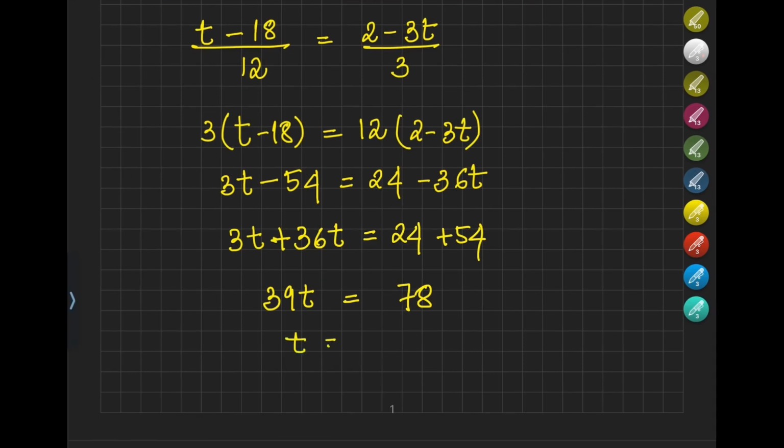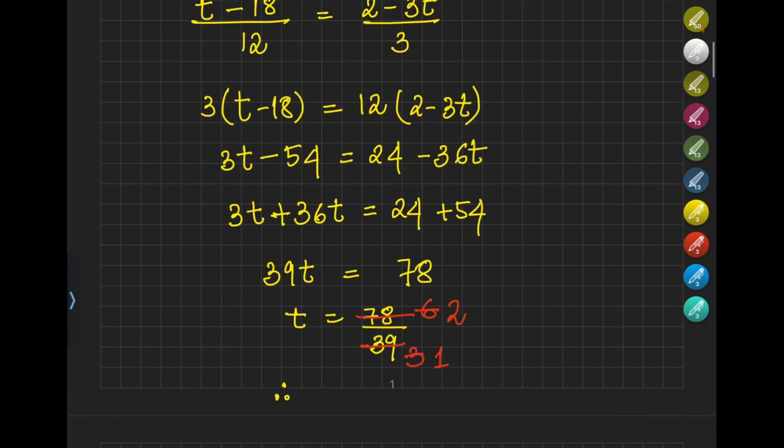So t is equal to 78 by 39. I can reduce 39 with 13 threes are 39, 6 ones are 3 twos are 6. Therefore t is equal to 2 is the solution of the equation.